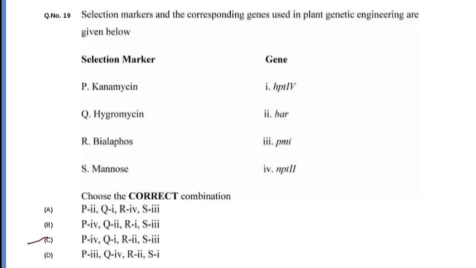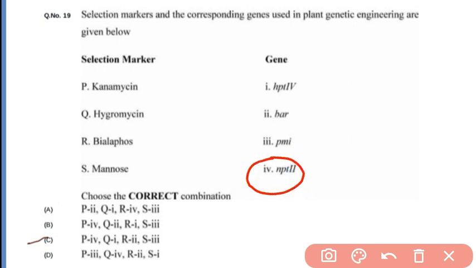So next question, some selection markers and the corresponding genes used in plant genetic engineering are given below. Choose the correct combination of selection markers and their genes. The first is the NPT second gene.